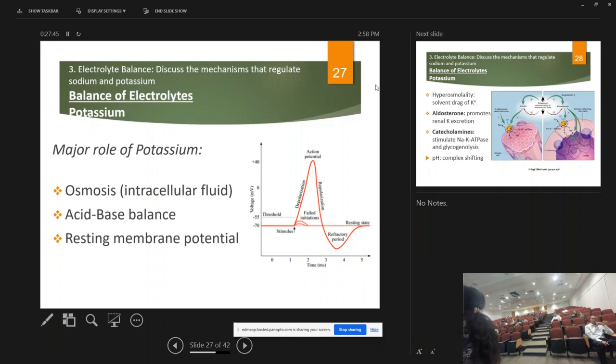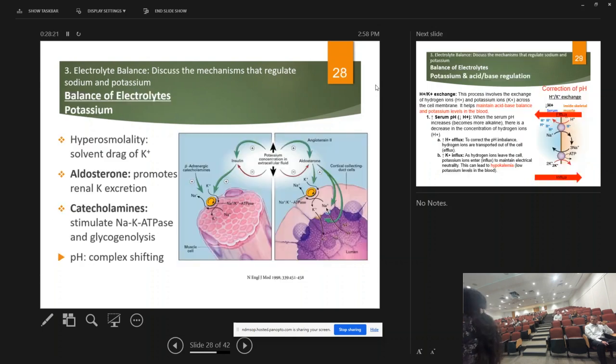Remember, phase 4 is dependent on what? Resting membrane potential is dependent on what? Mostly sodium? What brings the membrane to rest? Potassium, right? Potassium is the one which brings the membrane to rest, and resting means more negative. How this potassium can change that, we'll talk about here.